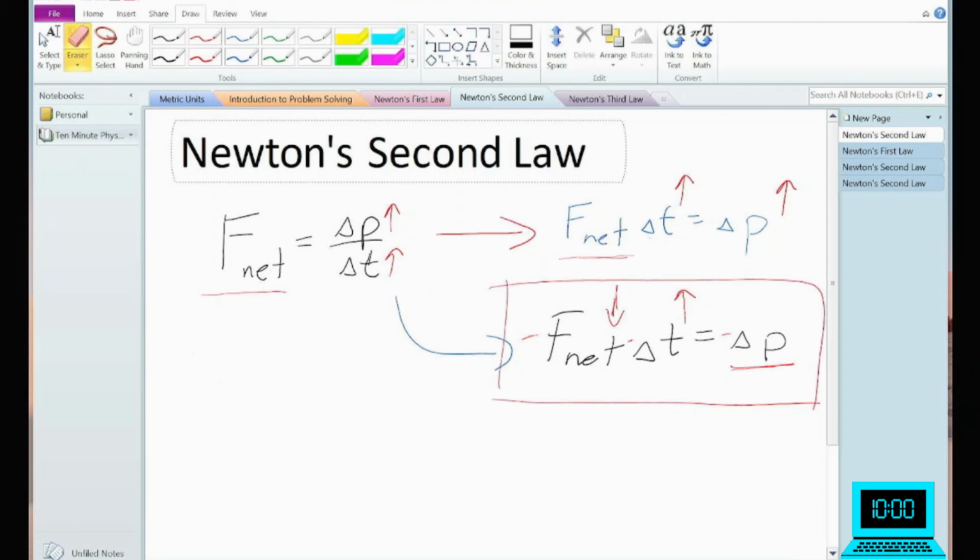I hope that has helped some people. I hope that makes a little bit more sense. It's a good way of analyzing Newton's second law, but also kind of introducing the idea of momentum.